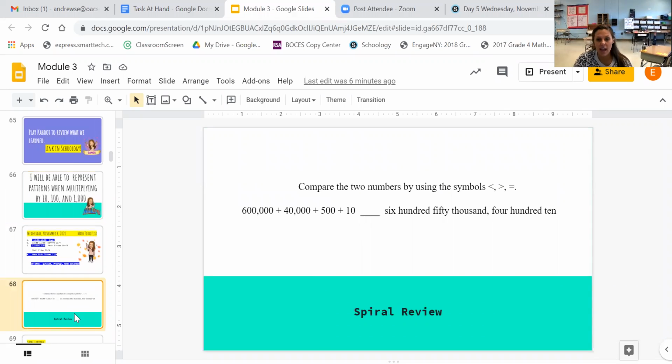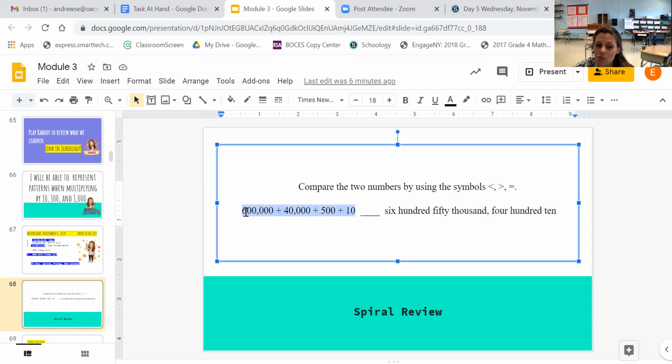Before we get started, I want to just do a little review. So we're going to compare these two numbers. My suggestion for you is before you actually compare them, you convert or change expanded form into standard form, word form into standard form. Then when they're both in standard form, go ahead and compare. I'll give you a minute, pause your video and then check back with me.